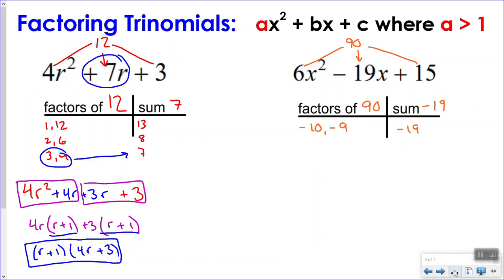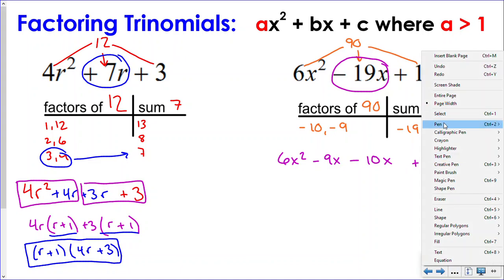Again, I take those, I use them to split up my middle term. So my 6x squared stays the same, my positive 15 stays the same, but now I'm going to rewrite negative 19x as negative 9x minus 10x. And notice how I choose to write terms that have common factors next to the terms they share those factors with. So I put the 9x next to the 6x squared, the 10x next to the 15. You could also reverse it because we have common factors the other way. Sometimes it'll work out like that.